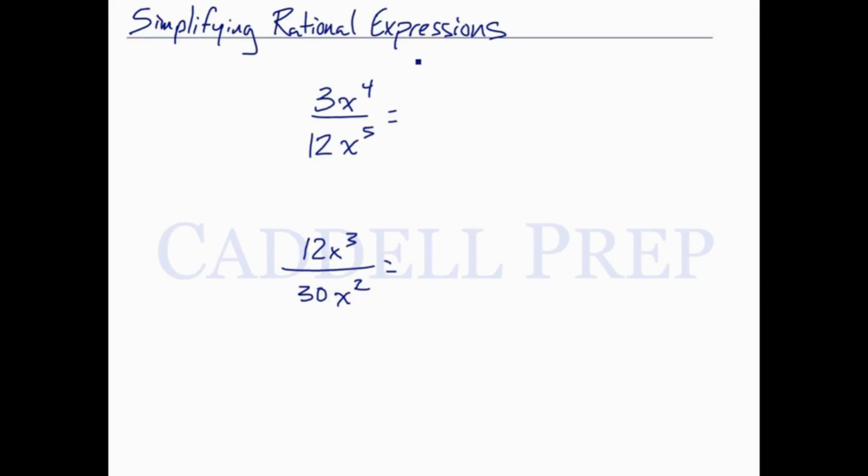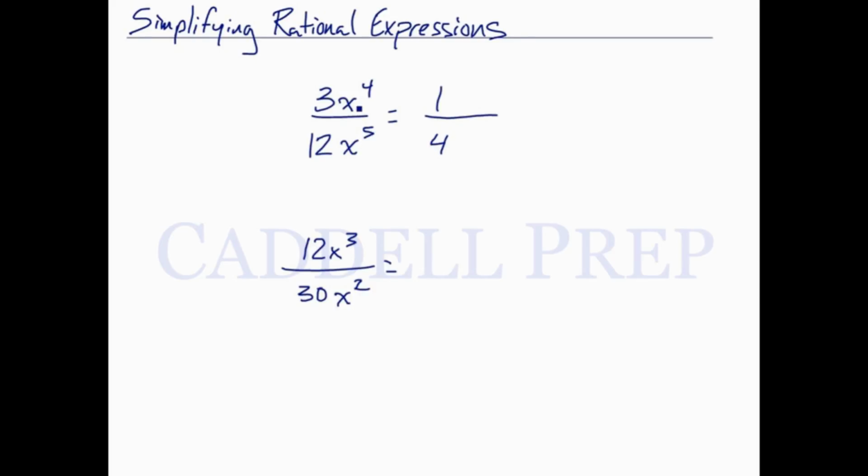Alright, let's go over simplifying rational expressions. So this is a rational expression here. We have 3x to the fourth over 12x to the fifth, and we want to reduce this. So we're going to reduce this just like we would reduce a fraction. So 3 over 12, that can be reduced because 3 goes into both of them. 3 divided by 3 is 1, and 12 divided by 3 is 4.